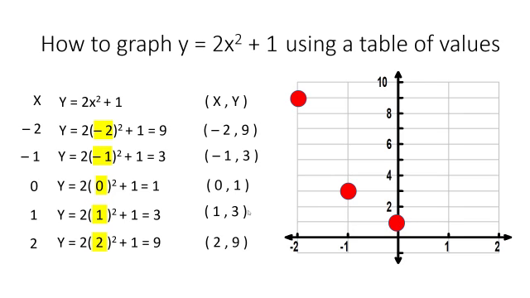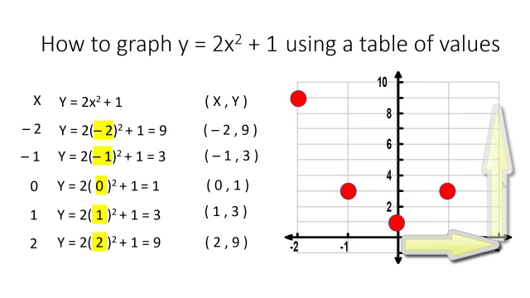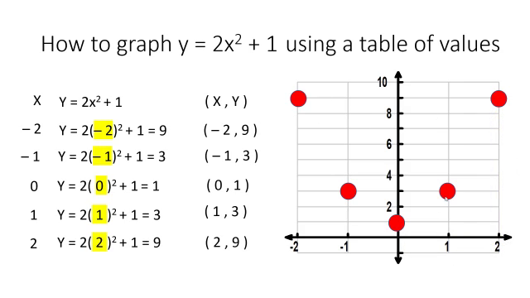For the fourth point, we have 1 comma 3. Start at the origin, go 1 unit right, 3 units up, plot your point. And for the last one, we have 2 comma 9. So we start at the origin, go 2 to the right, 9 units up, and you will get 5 key critical points nicely plotted on your xy plane.